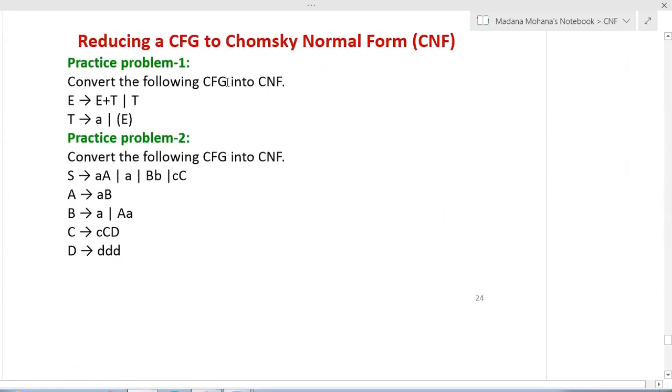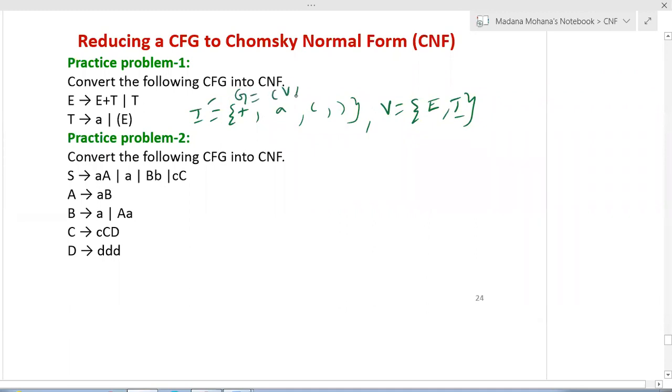Convert the following CFG into CNF. E derives E plus T or T. T derives a or E within braces. So in this you can see the terminals are plus, lowercase letter a, open brace and closing brace. These are all the terminals. Whereas the variables are E, T. So don't confuse this terminal T and this T. This is the variable name, but that is the grammar definition.